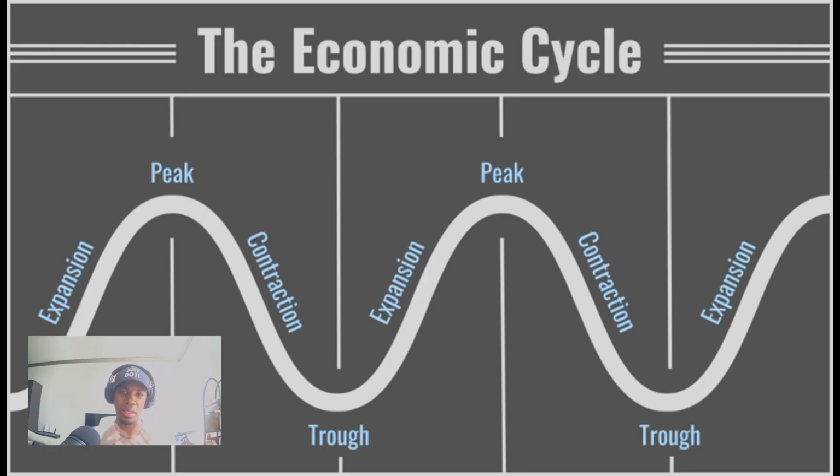All right, so an economic cycle is the fluctuation of the economy during periods of expansion and contraction. There are 4 total phases of the economic cycle. There's expansion, there's the peak right before a recession, contraction during a recession, and a trough or a bottom at the end of the recession. So let's break these 4 down.